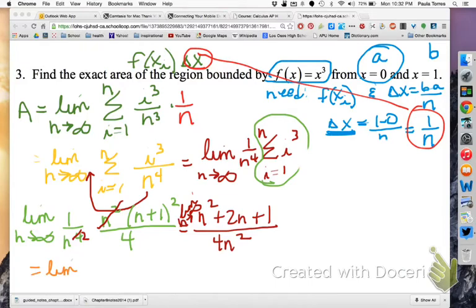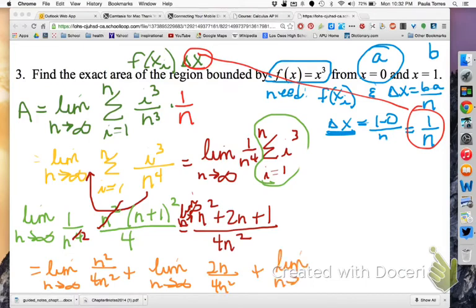So limits for everybody. I'm so generous, aren't I? So I have n squared over 4n squared. And the next one I'll have 2n over 4n squared. And then I'll have 1 over 4n squared. And so now as n goes to infinity, I can use degree of numerator, degree of denominator.